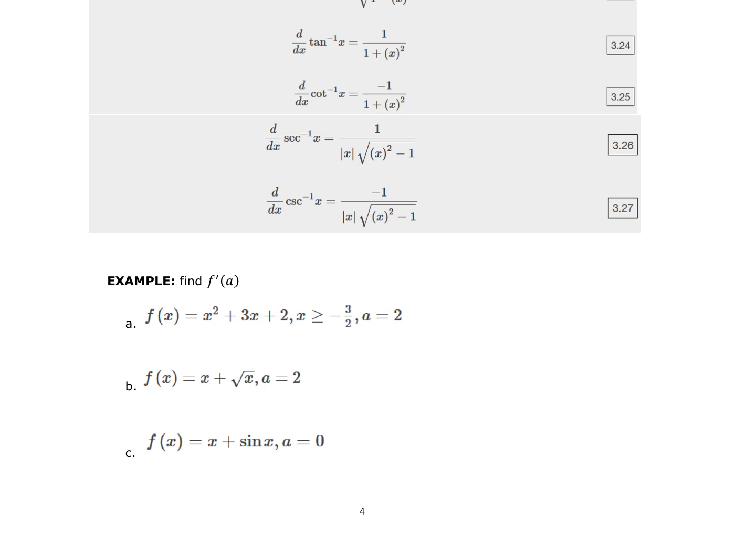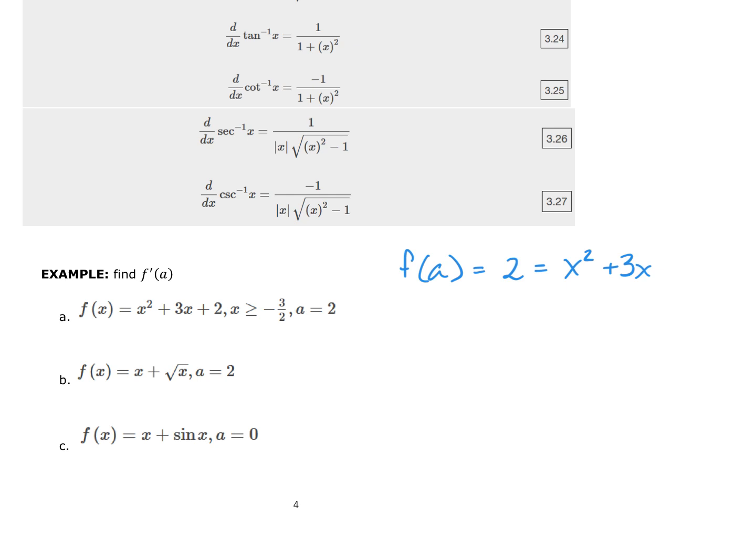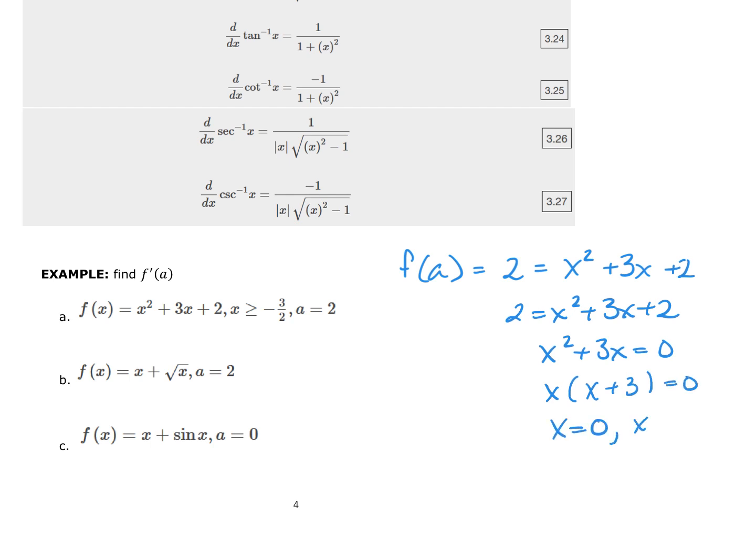So what I'm going to do is say, okay, f of some value A is going to give me 2, which is going to be equal to x squared plus 3x plus 2. So in other words, I have 2 is equal to x squared plus 3x plus 2. So x squared plus 3x is equal to 0 because I've subtracted 2 from both sides. I'm going to factor out an x, and I have x times x plus 3 is equal to 0. And so my answer is x is equal to 0 and x is equal to -3.